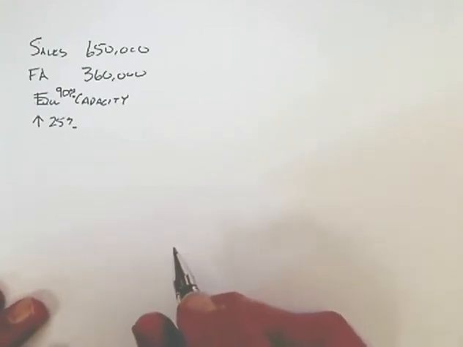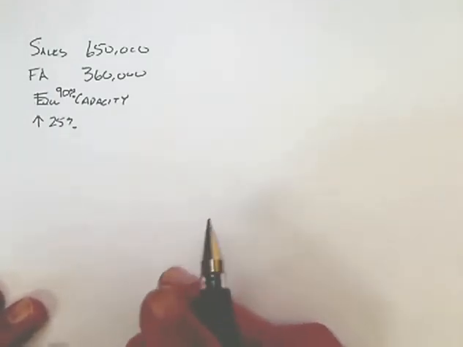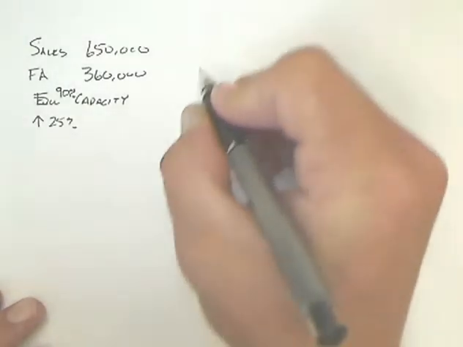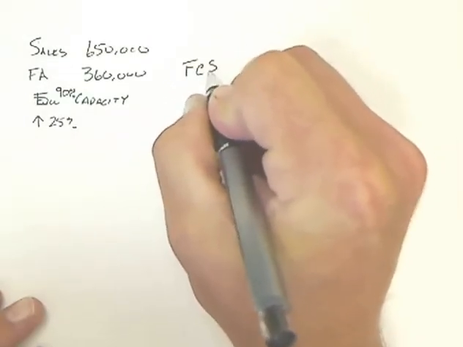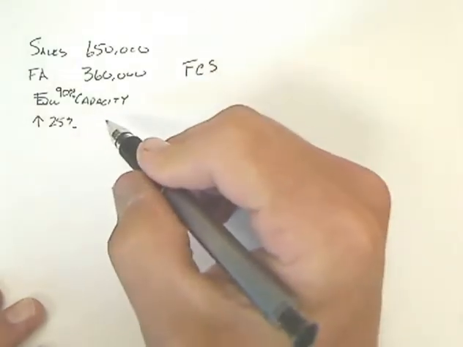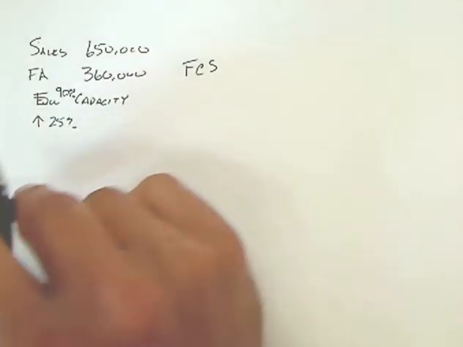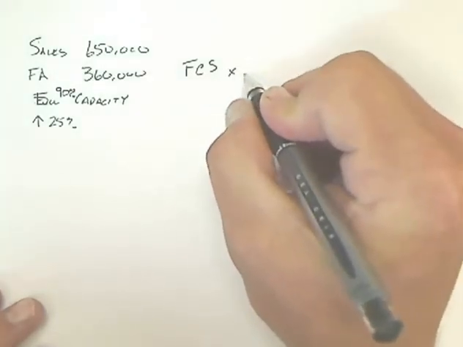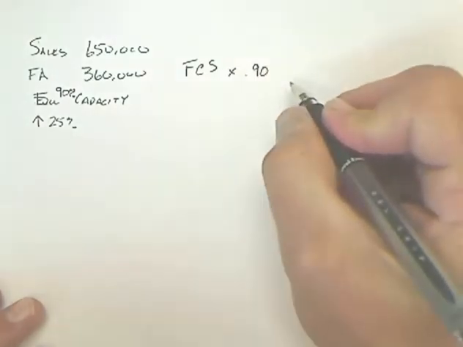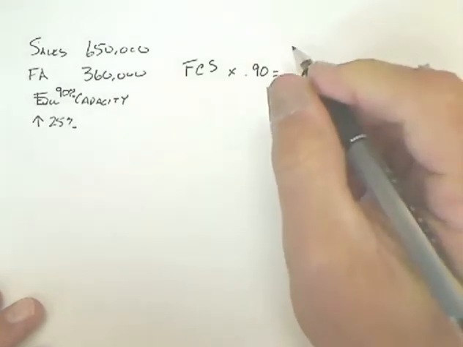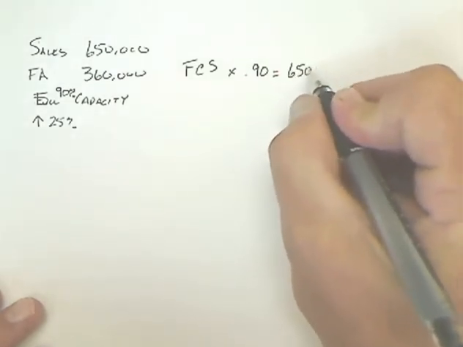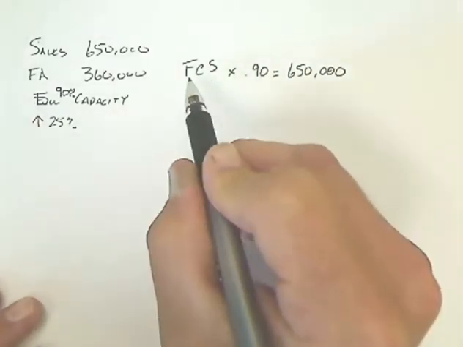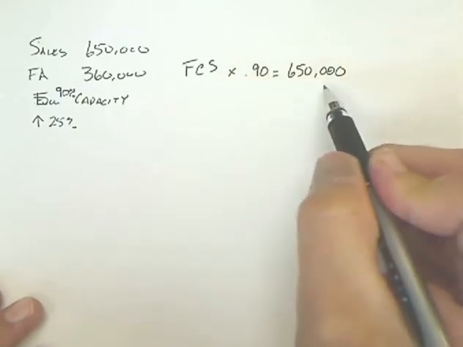We don't know how much sales they can support and not have to add any fixed assets, but we can calculate it. That is, what are full capacity sales? How much sales can we support with our current fixed assets, given that we're at 90% capacity? Well, we know that whatever full capacity is, multiply whatever we can support times 90%, and that's what we're at now. So we're at 650,000. We know that we're at 90% capacity, so whatever full capacity sales are times the 90% gets us to where we're at.